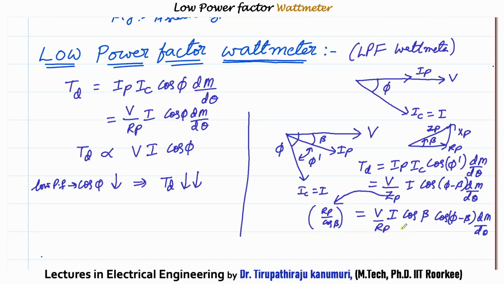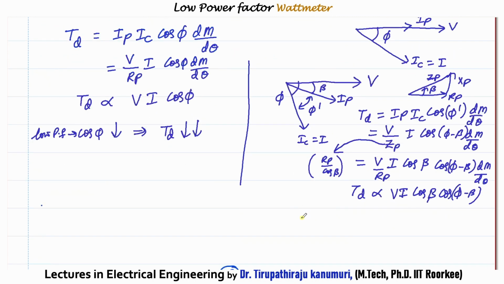So the value of TD is proportional, in this case, to V into I into cos beta into cos of phi minus beta. Here also you can see it is depending on the value of phi. So under low power factor condition, as phi is small, the deflecting torque is affected in this case also. Similarly, we have seen in the last class the error introduced due to the inductance of the pressure coil.